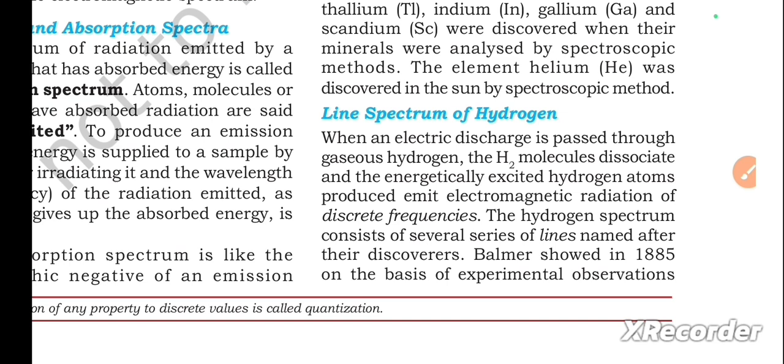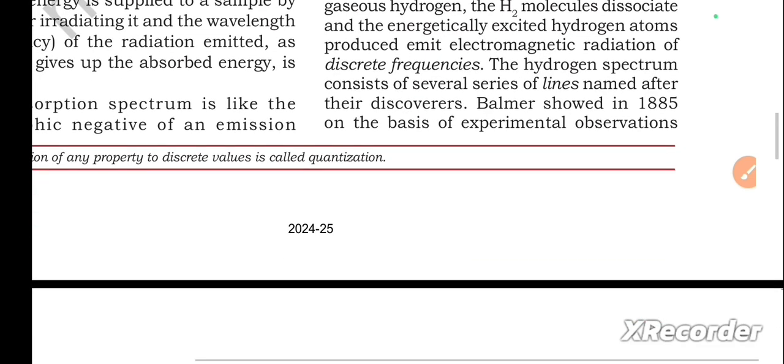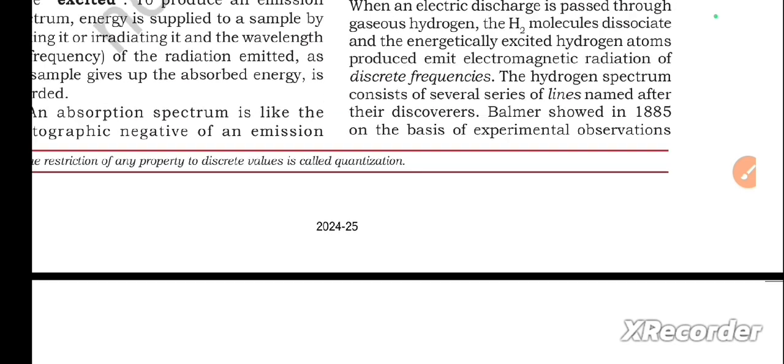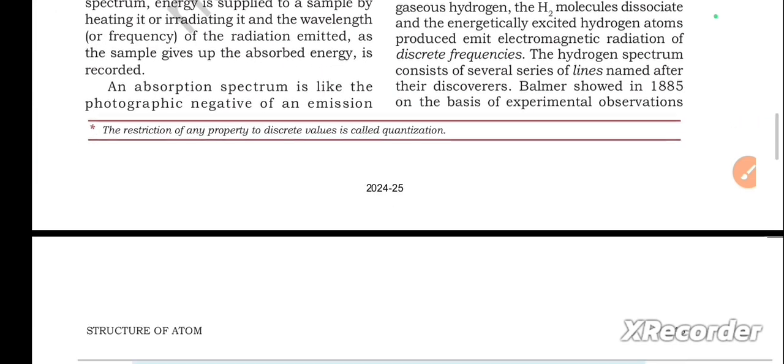Next, line spectrum of hydrogen. When an electric discharge is passed through gaseous hydrogen, the H2 molecules dissociate and the energetically excited hydrogen atoms produced emit electromagnetic radiation of discrete frequencies. The hydrogen spectrum consists of several series of lines named after their discoverers.